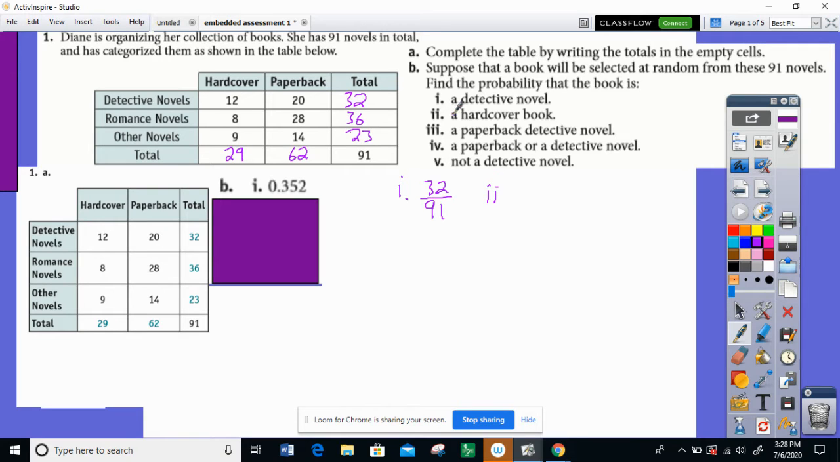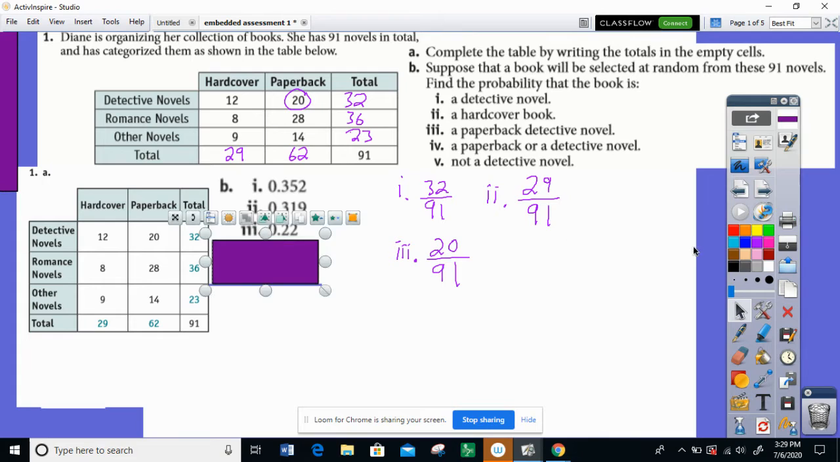For number 2, to find the probability that we had a hardcover book, there are 29 hardcover books out of 91 books total. So that is a probability of 0.319. For number 3, they want us to get the probability that we have a paperback detective novel. So there are 62 paperbacks, but we want the books that are paperbacks and detective novels. So that would be these 20 books right here. So 20 paperback detective novels out of 91 total books would give us a probability of 0.22.